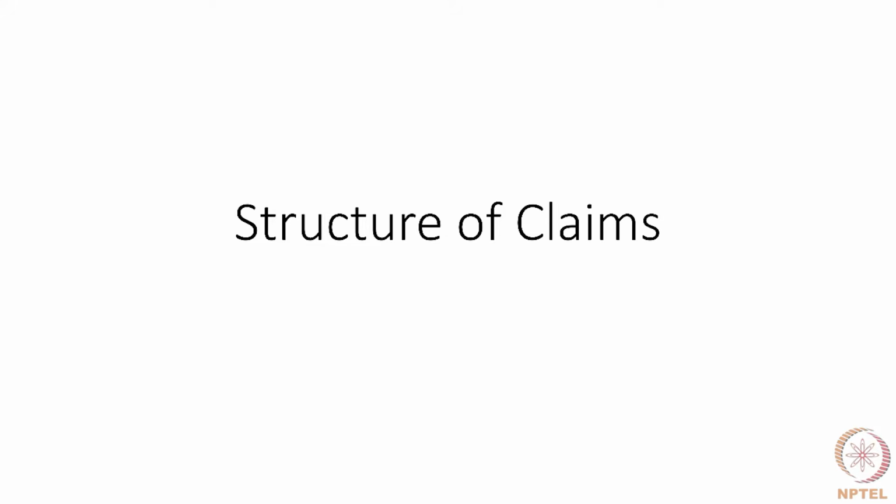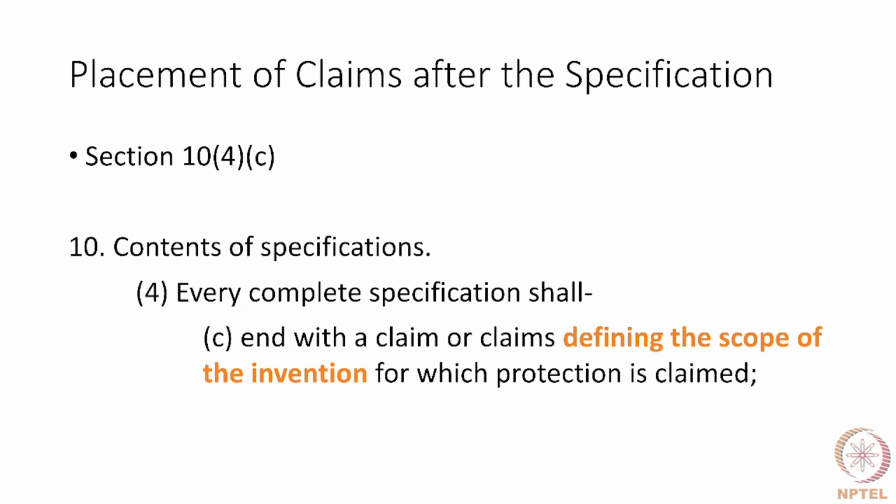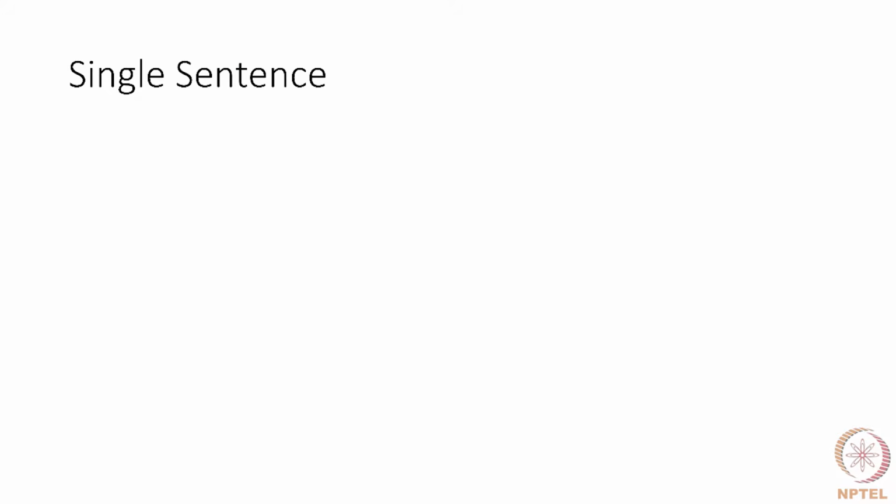Structure of claims. The placement of the claims is usually after the specification. There is a written description in the specification, and as we have already seen, the complete specification will end with the claims, and they define the scope of the invention. Claims are normally written in a single sentence.